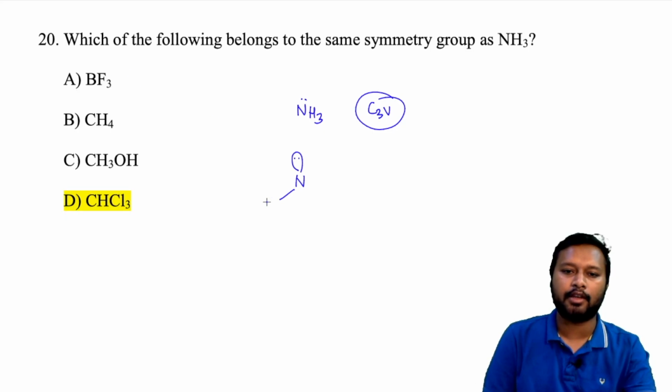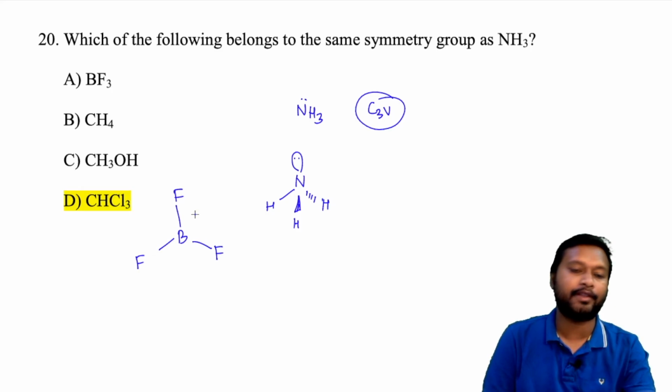So NH3 looks something like this. Okay, this is how NH3 looks. BF3 is going to look like a planar molecule. All these three bonds are going to be on the same plane. CH4 is a tetrahedral molecule, so the point group is tetrahedral. BF3 has a point group of D3h.